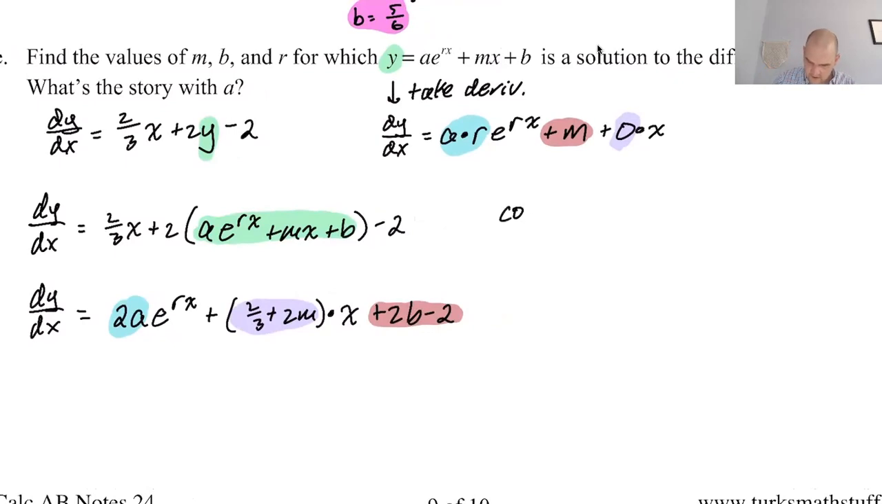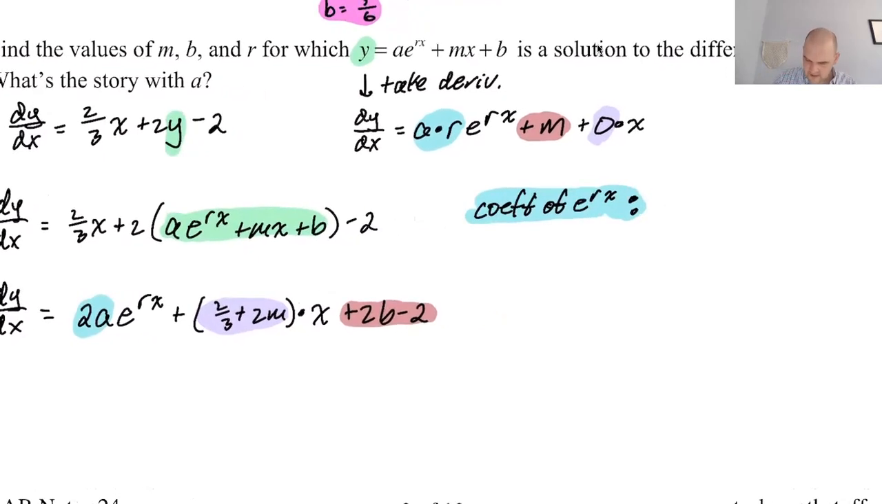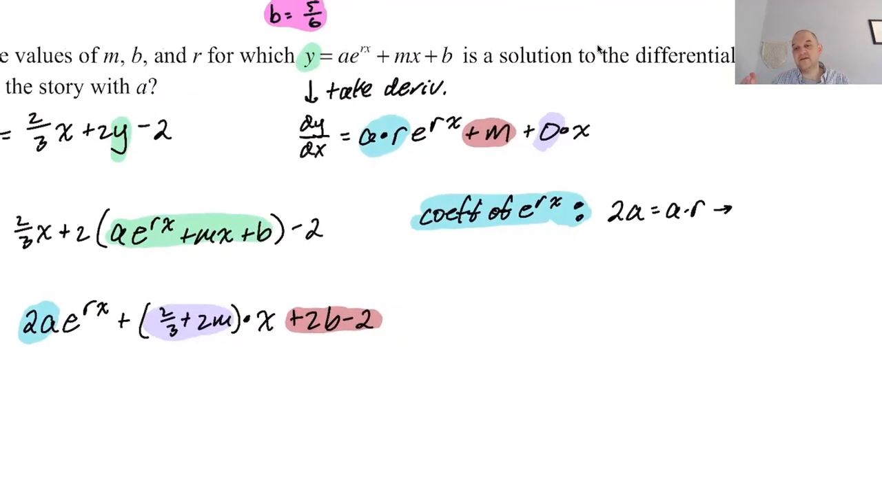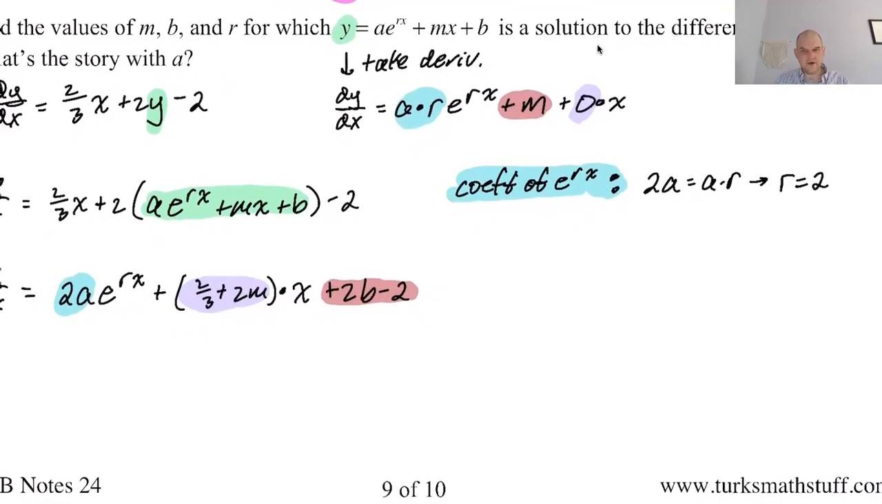So let's do the coefficient of e to the rx. So what color are you? That's going to be this nice blue color. I like this color. It's a pretty color. So that gives me 2a equals a times r. So from that, I know that either a is equal to 0 or r equals 2. So that's interesting. So r equals 2. And it looks like it doesn't matter what a is. It looks like a could be any number, and that would still be true as long as r is equal to 2. So that's really interesting. I think that's the story with that.